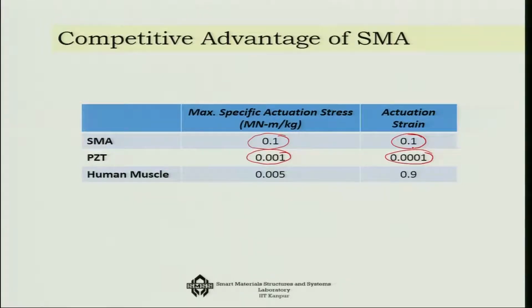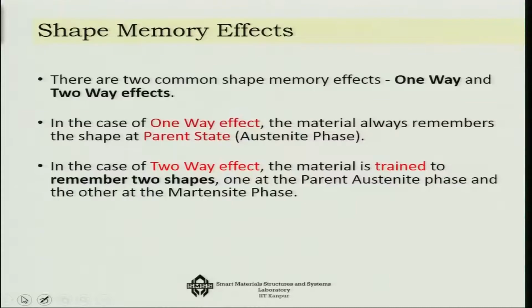Now, if you compare it with human muscle, even then the SMA is actually quite high, because human muscle is 0.005. However, actuation strain wise, the human muscle is much above the SMA. So, from the stress point of view, if you compare the capability of SMA as an artificial muscle, it is well above the human muscle, but from the strain point of view it still has to improve a lot. On the other hand, with respect to any other smart materials, it is far ahead.